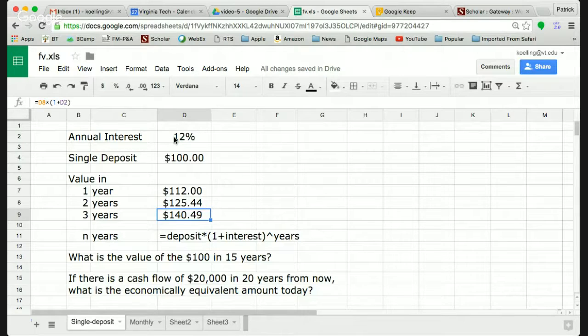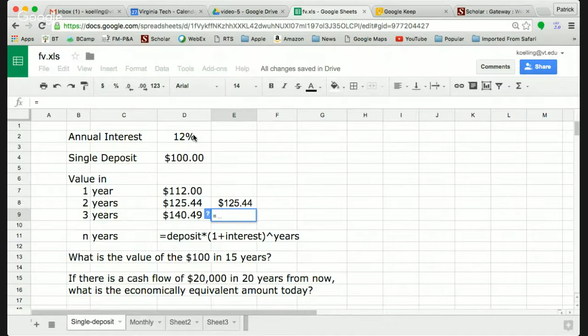That's all well and good. There are other ways we can calculate this. For example, in year 2, this is equal to what we had in year 1, which was 100 times 1 plus the interest rate. That's what we had at the end of year 1, times 1 plus the interest rate. That gave us $125.44.